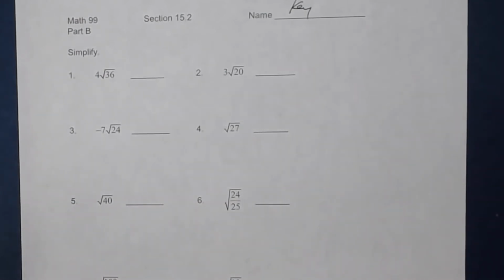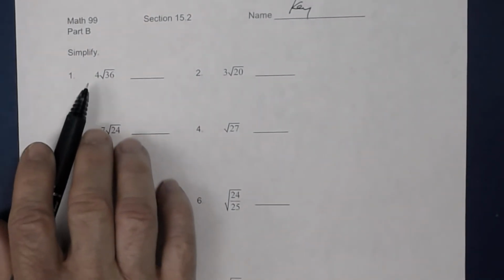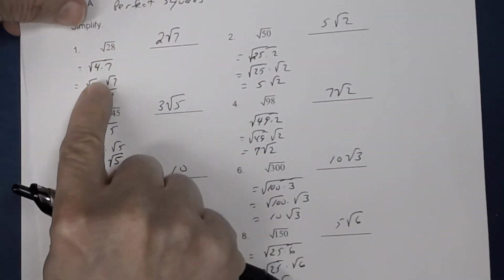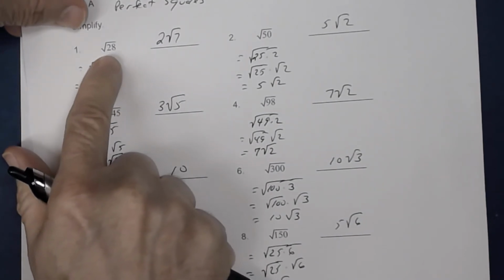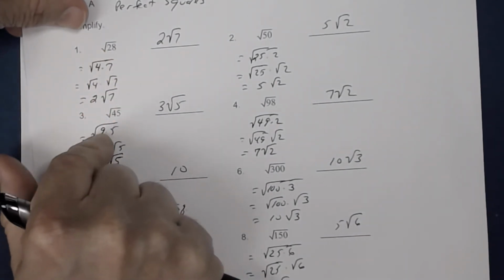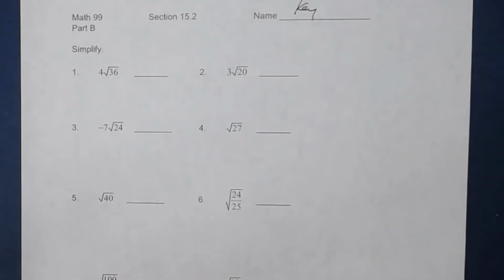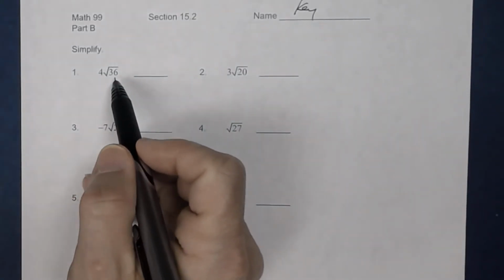In number 1, you have 4 times the square root of 36. Just like the previous worksheet, where you had to simplify the square root of 28, and we saw how to do that, you can use the largest perfect square that goes into 28 and rewrite until you get the simplest possible. Same thing here.